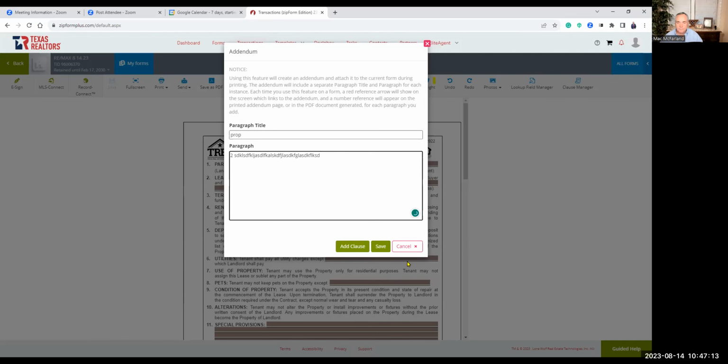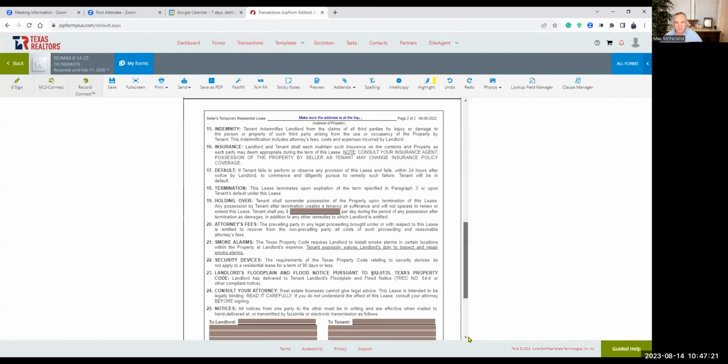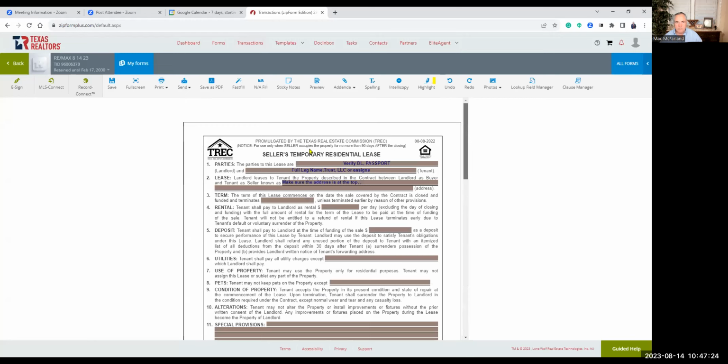And you can click on save. And that becomes a part of that document. Now you don't see it here, but if I go over here to print or to send, it will be there. It'll be one of the last parts of that. And some of you are using it because I see these where we're using it.